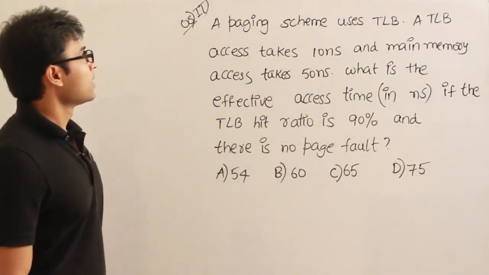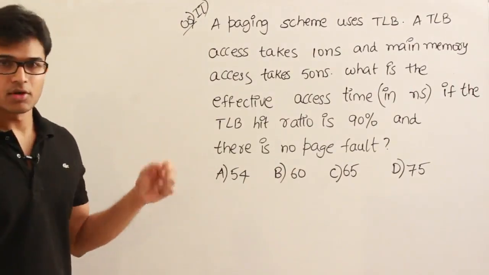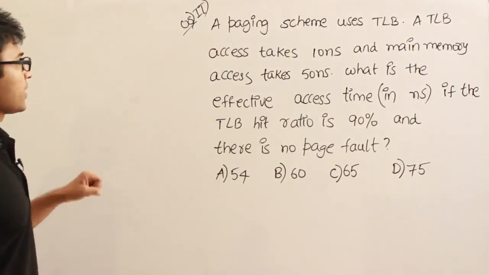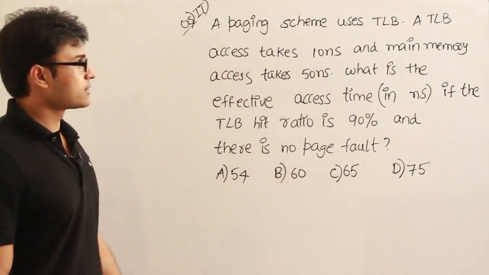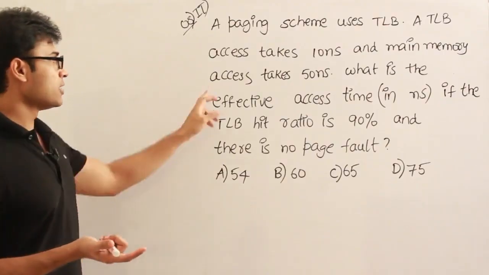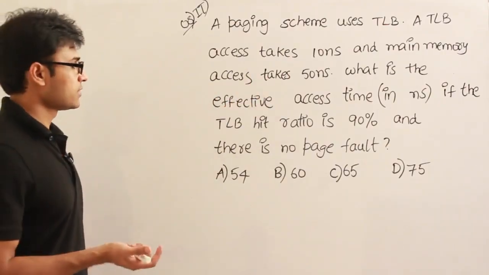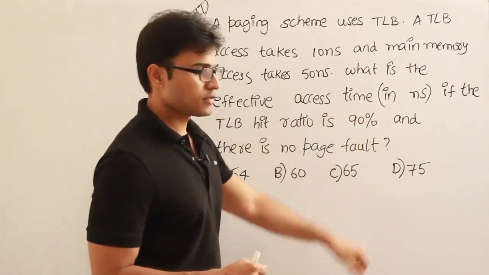What's this question? A paging scheme uses TLB, which means they are saying that there is a TLB concept here. Now for access time, a TLB access takes 10 nanoseconds, which means the TLB access time is 10 nanoseconds and the main memory access time is 50 nanoseconds. Then they are asking what is the effective access time in nanoseconds.